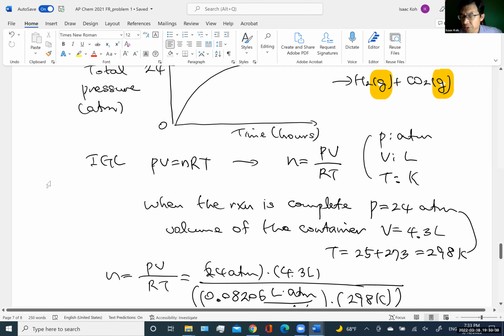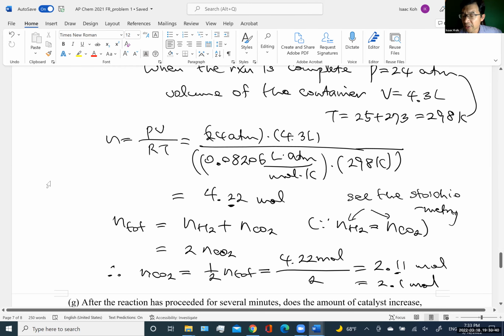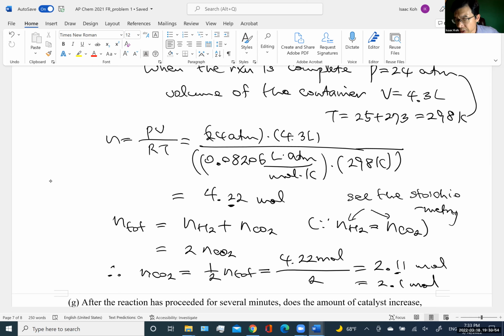Now plug those values into the equation. The number of moles from the ideal gas law is equal to PV over RT: 24 atm multiplied by 4.3 liters, divided by 0.08206 times 298 Kelvin. Now let's take care of the units. atm divided by atm, liter divided by liter, and Kelvin divided by Kelvin all cancel out. We have 1 over mole, that is mole. And just calculate the number: 24 times 4.3 divided by 0.08206 and 298.